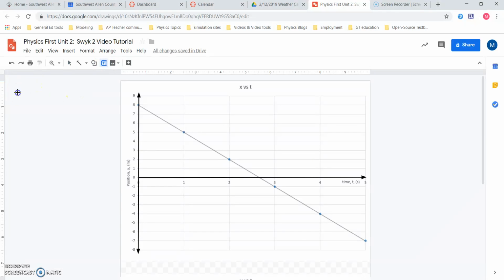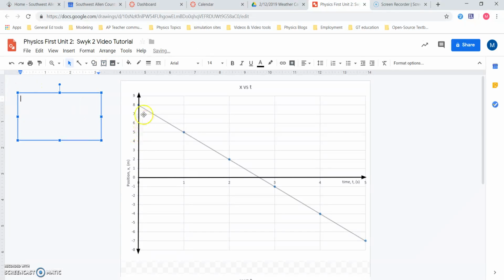Let's say the question asks, what's the intercept? Well, the intercept is right here where it touches the vertical axis, and in this case it's a position. And so if I said that the intercept was 8, that would be wrong. The y-intercept is not just 8. I have to put units, and that would be 8. And if you look at the position, it's measured in meters, so I'll say 8 meters.